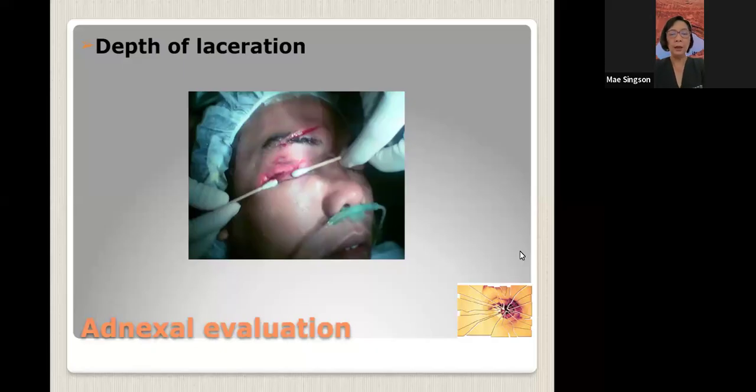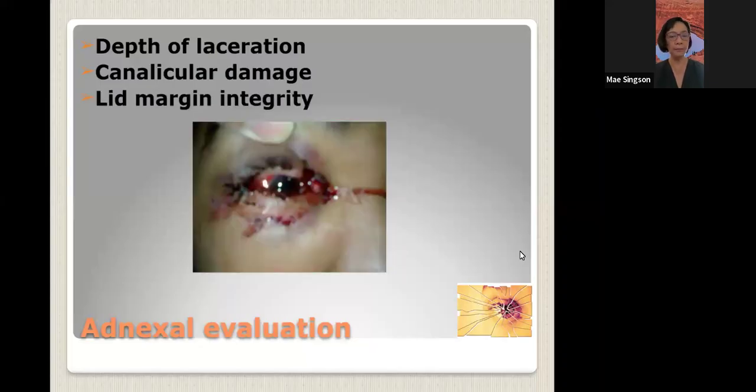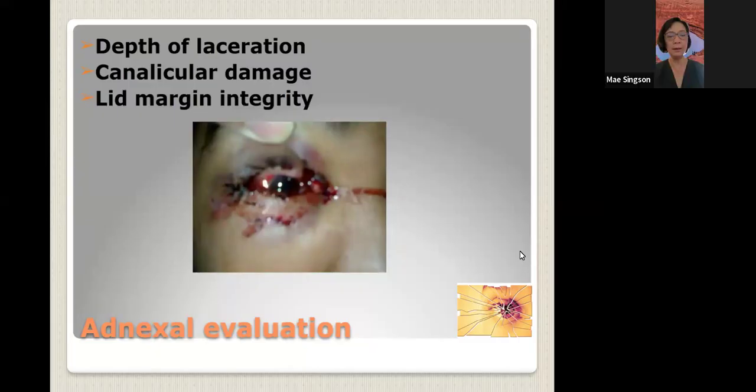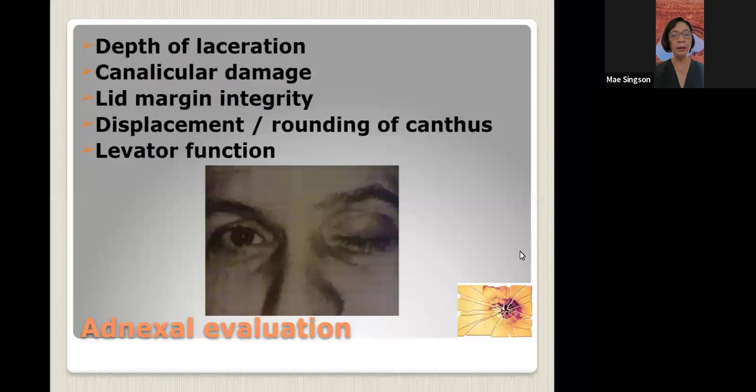Please always take note of the depth of your laceration. Next, please. Next slide. The presence of canalicular damage. Next. The lid margin integrity. Next. Displacement or rounding of your canthus in the middle and the lateral section. Next. And levator function.